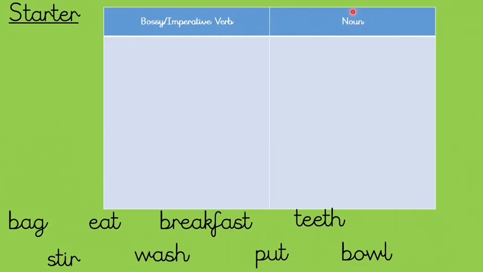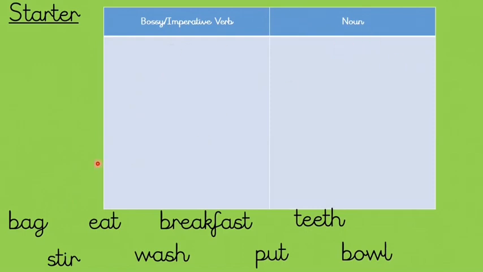And a noun, we know, is usually a person, a place, or a thing. Something that often you can touch. It's quite often an object or something you could touch. So we have got some words here and you need to sort them. You need to read the words and sort them as your starter, whether you think they are a bossy or an imperative verb or whether they are a noun.